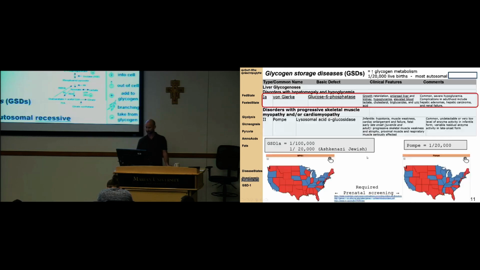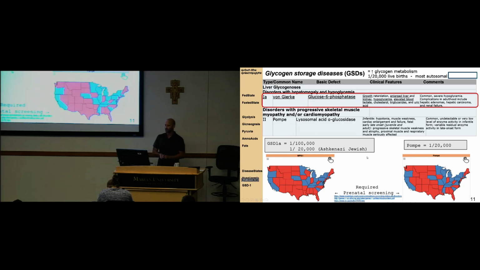I think this actually clears. Okay. So here is von Gierke disease. We're going to talk through the clinical presentation, but you're stuck with glucose 6-phosphate. You're not having glucose 6-phosphatase, so you're stuck having the phosphate group on the glucose.